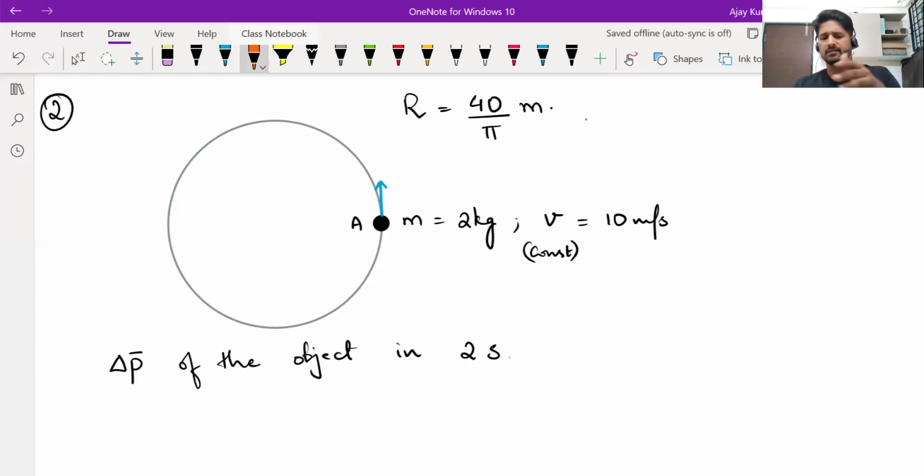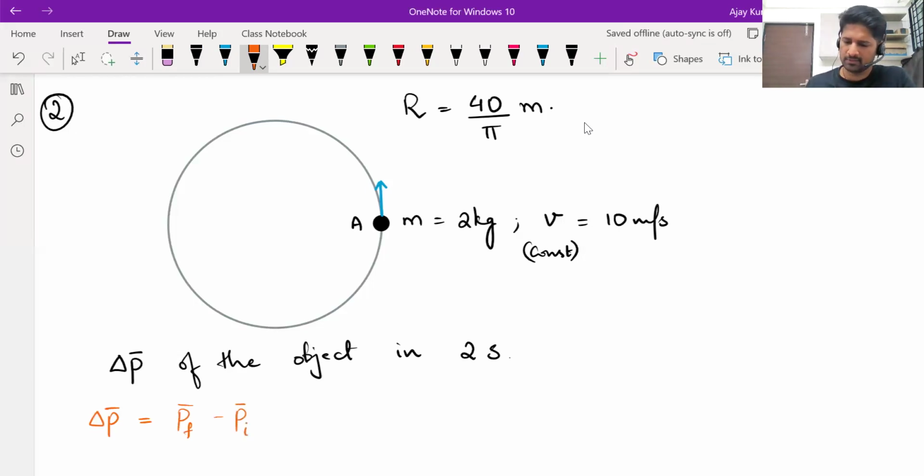Okay, see, just think step by step. You are asked to calculate change in momentum. Tell me, what is the basic formula for change in any quantity? Basic formula for change in any quantity. Final momentum minus initial momentum. Final value of the quantity minus initial. So final momentum minus initial momentum.